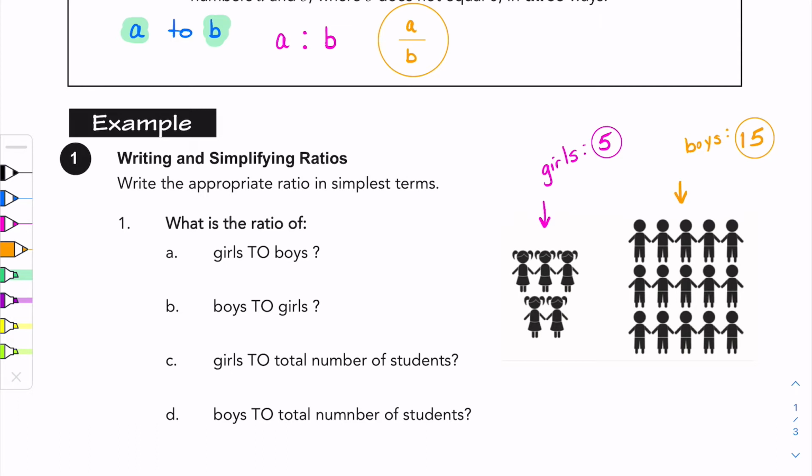All right, if we are asked to write the ratio of girls to boys, that means we're writing in the form of the number of girls first, the number of boys second. So we could write that as 5 to 15. But again, the most common way I'm going to write it is 5 over 15 as a ratio, which simplifies to 1 over 3. And you always want to simplify, so simplify when possible.